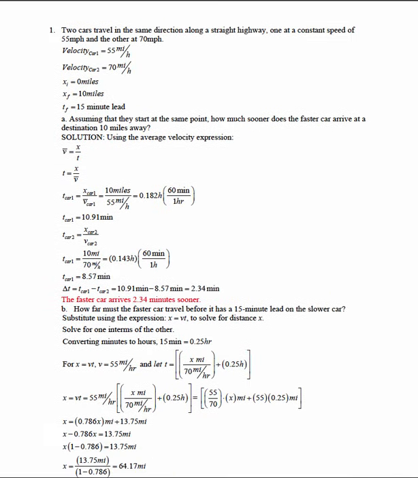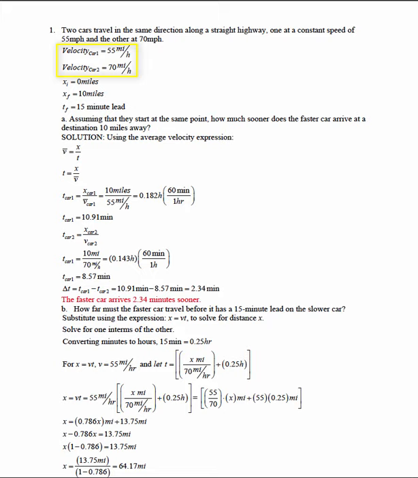Okay, the first problem here, we've got two vehicles moving. Two cars travel in the same direction along a straight highway, one at a constant speed of 55 miles per hour and the other at 70 miles per hour.